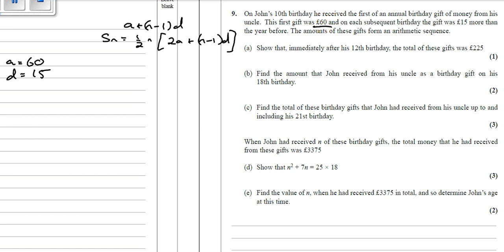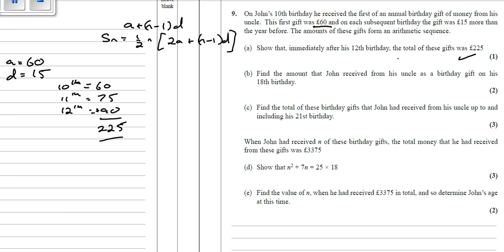Immediately after his 12th birthday, the total of these gifts was 225. Now, you don't need to use the sum. I'd probably write this down as the 10th birthday, he got 60. The 11th, he got 75. On the 12th birthday, he got 90. So you add those three together, and that's going to be 225. If you want, you could do the sum, but it's only worth 1 mark, so you've only got to do about 1 minute's worth of work. So that is more than fine.